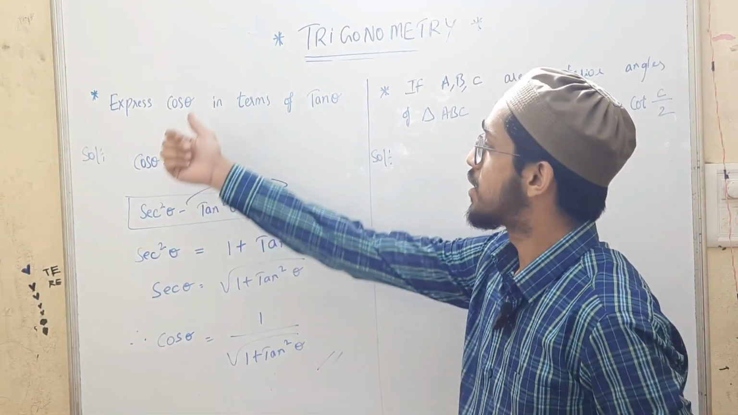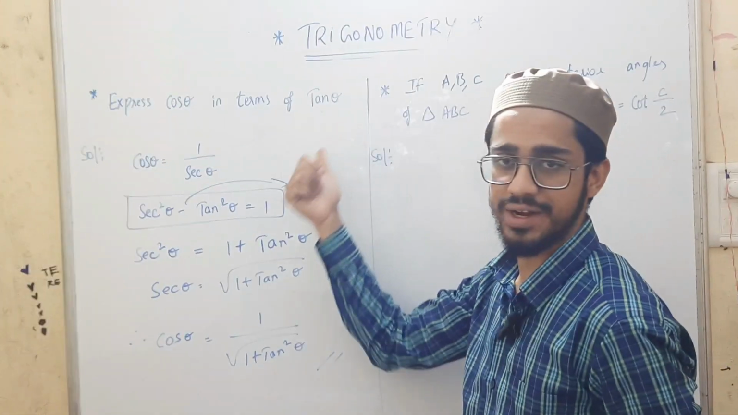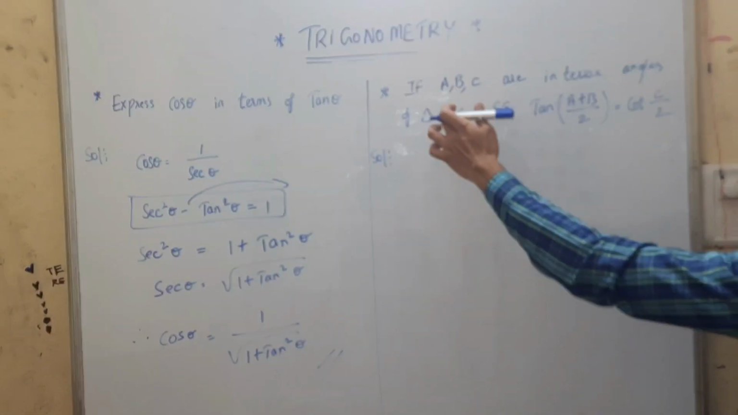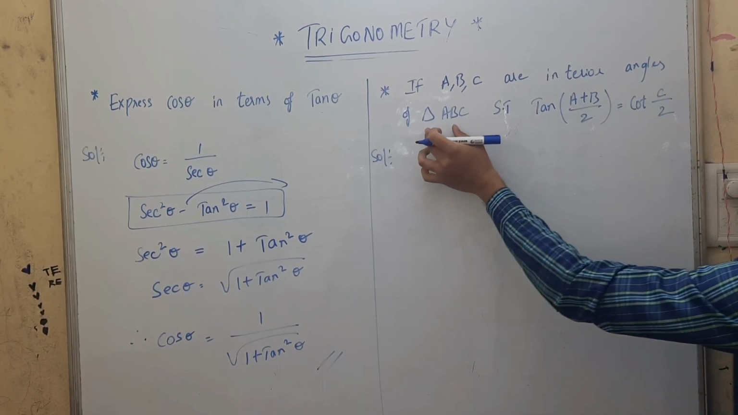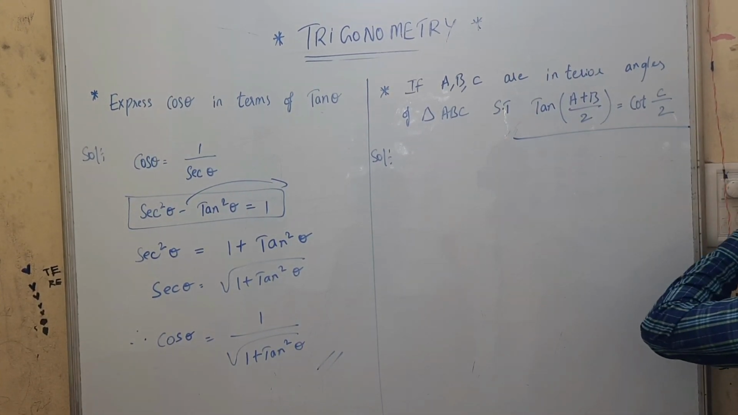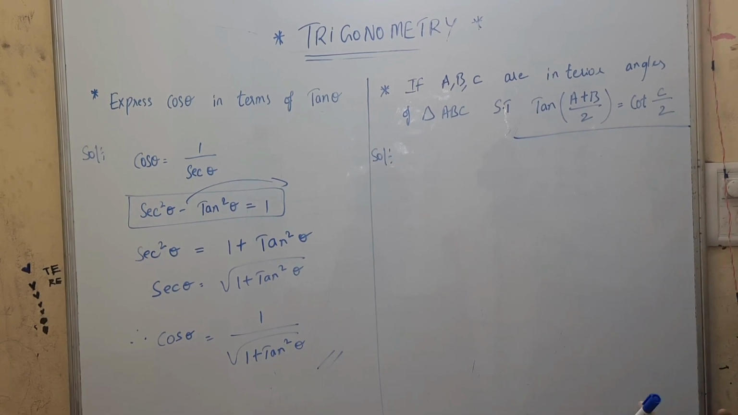This is how we converted cos theta in terms of tan theta. Coming to our next problem. If A, B, C are interior angles of a triangle ABC, show that tan (A plus B)/2 is equal to cot C/2.